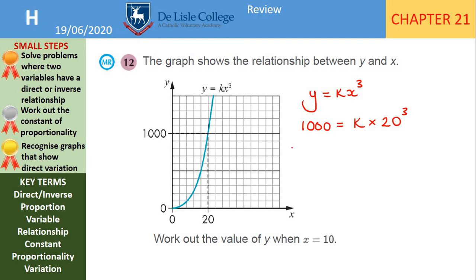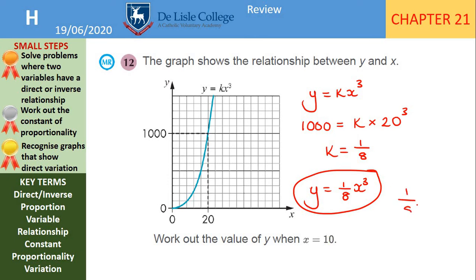So that means then we can work out from this, so 1,000 divided by 20 cubed, if you work that out, that comes out that k is equal to 1/8. Just pop that into your calculator. So we get the formula y equals 1/8 x cubed. Now work out the value of y when x equals 10. So replacing x equals 10 into here, 1/8 multiplied by 10 cubed comes out that y is equal to 125.